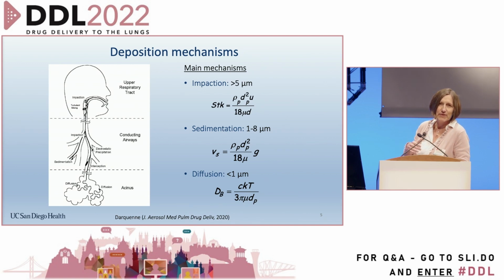So this mechanism is more prominent in the deeper part of the lung, where you have smaller velocity of the flow in the airways and much smaller size of your airway space. So the distance to be covered before it settles is much less.